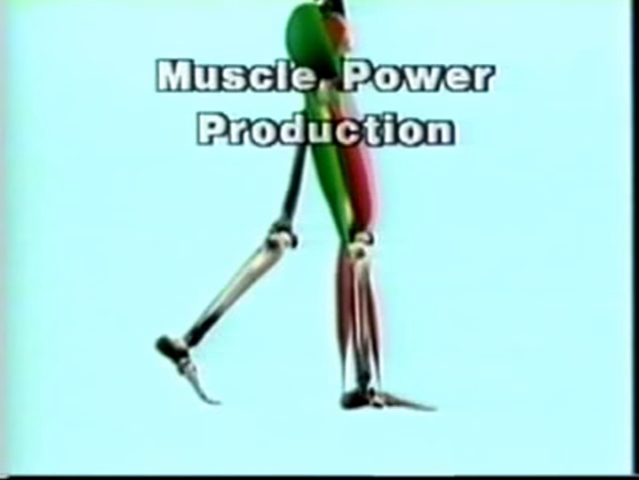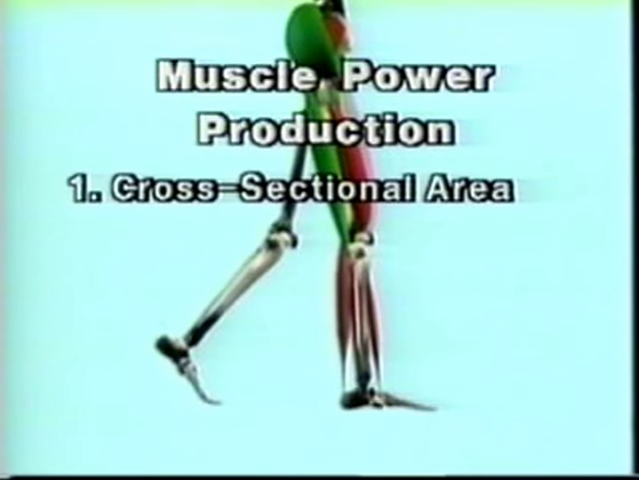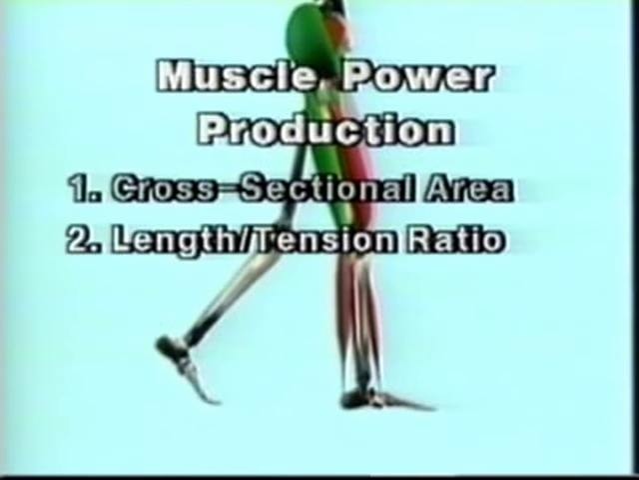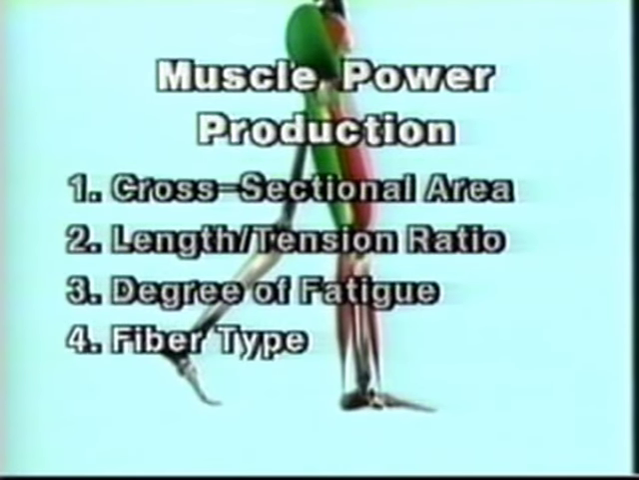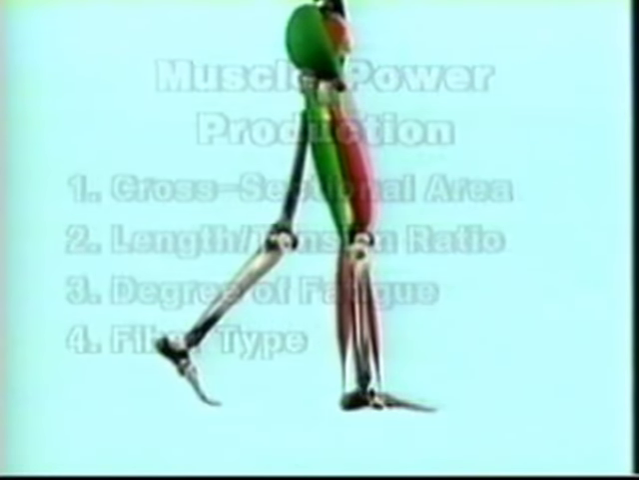When examining power production, we must look at the muscles which are the primary internal power producers. A muscle's ability to produce power is most directly affected by its cross-sectional area. However, other factors that also affect muscle power include the length-tension ratio, the degree of fatigue, and the fiber type, that is, is it fast or slow twitch.